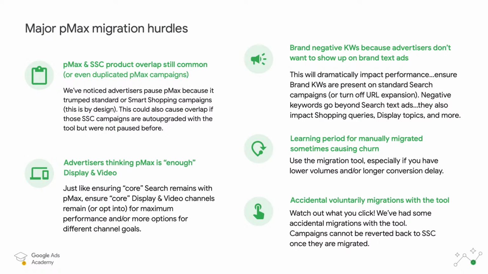A hurdle we've seen with some advertisers is the use of negative keywords, such as branded negative keywords, even though they were not or had no plans to use them on their Smart Shopping campaigns. Negative keywords on Performance Max with a product feed do not just exclude search text ads. They also exclude you from branded terms on shopping ads, topics on YouTube video titles, display page content, and more.